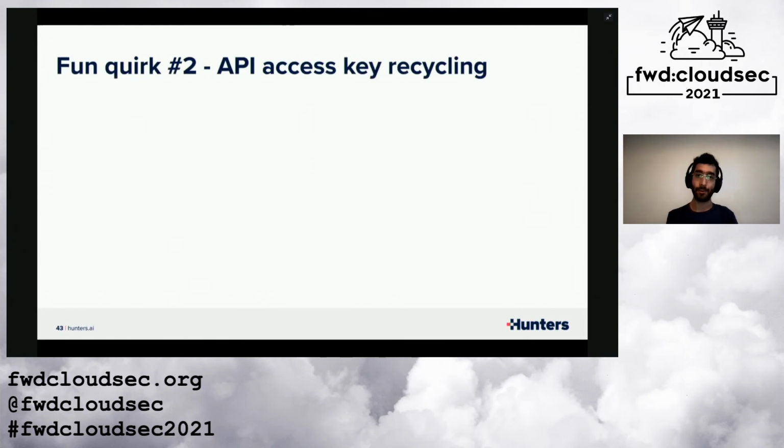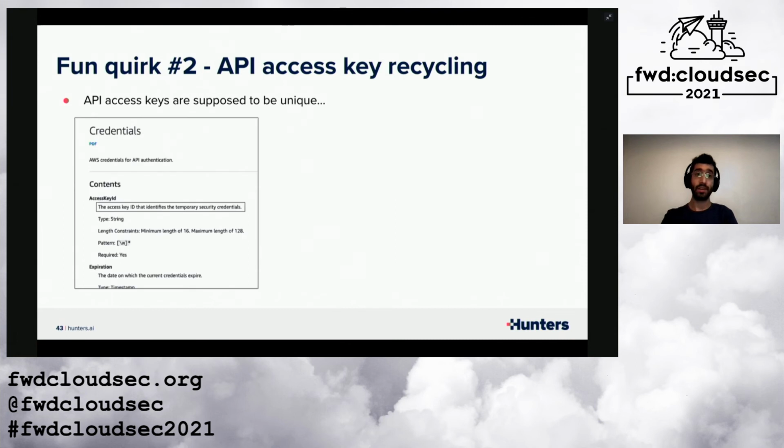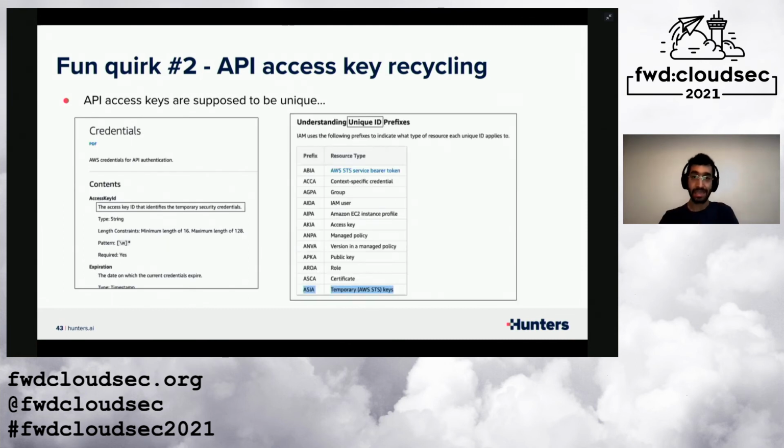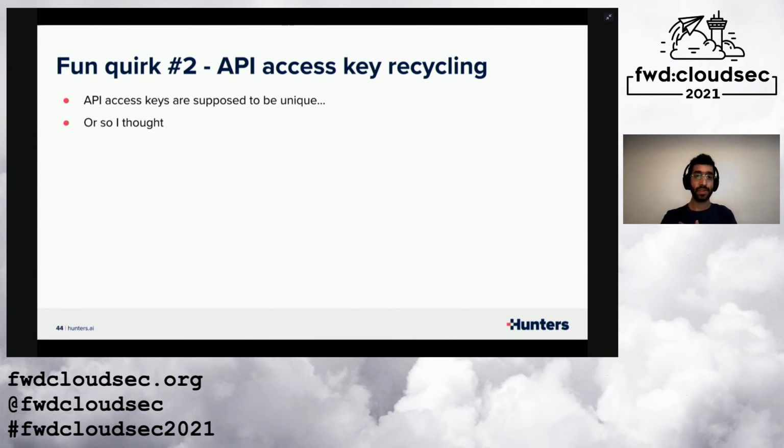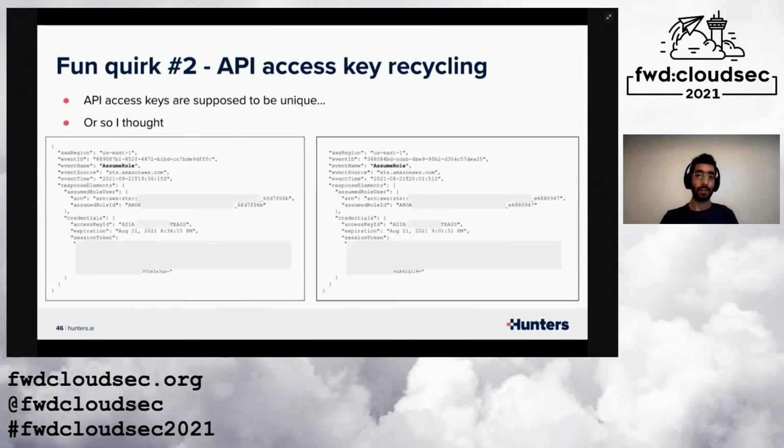And last fun quirk. As we said earlier, API keys are unique, right? They identify uniquely temporary or permanent credentials. However, during research, we discovered 2 different assume role calls in the same account, in a span of 25 minutes, that produce the exact same access key. And in fact, the second set of credentials was generated before the first ones even expired. So they existed at the same time, and they even had different ARNs belonging to them.